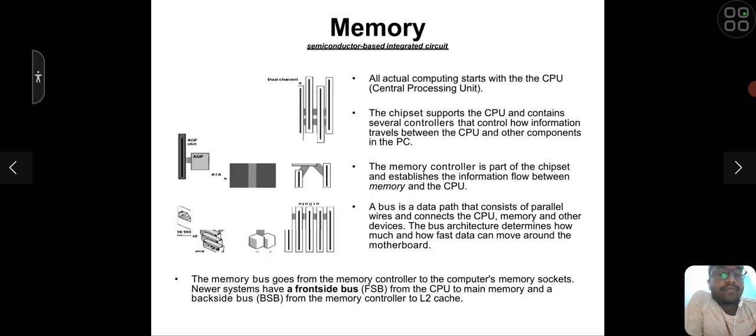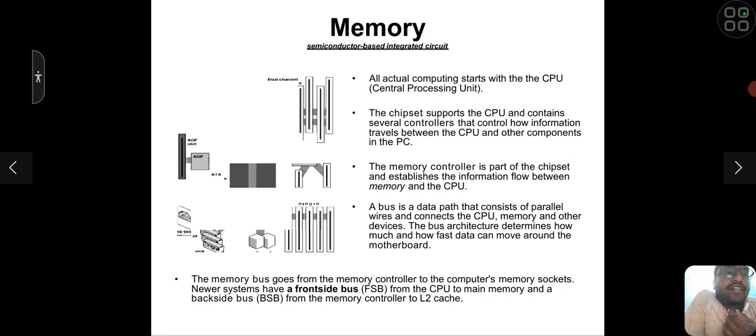Today we will learn about semiconductor memories. First thing is about memory, and all actual computing starts with the CPU, the central processing unit. The chipset supports the CPU and contains several controllers that control how information travels between the CPU and other components in the PC. The memory controller is part of the chipset and establishes the information flow between memory and the CPU.